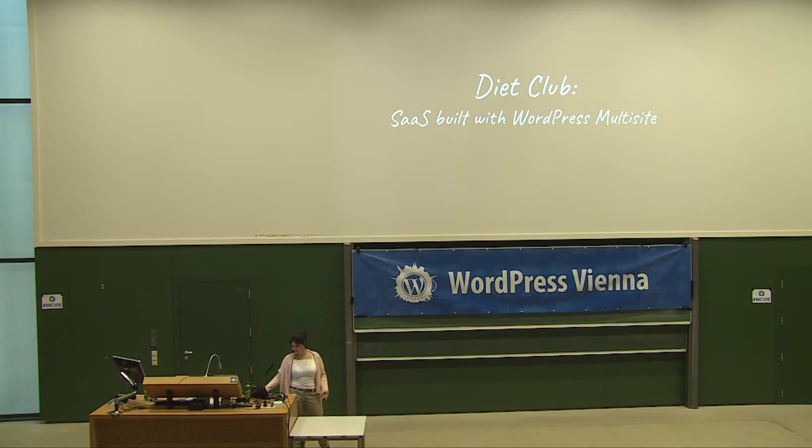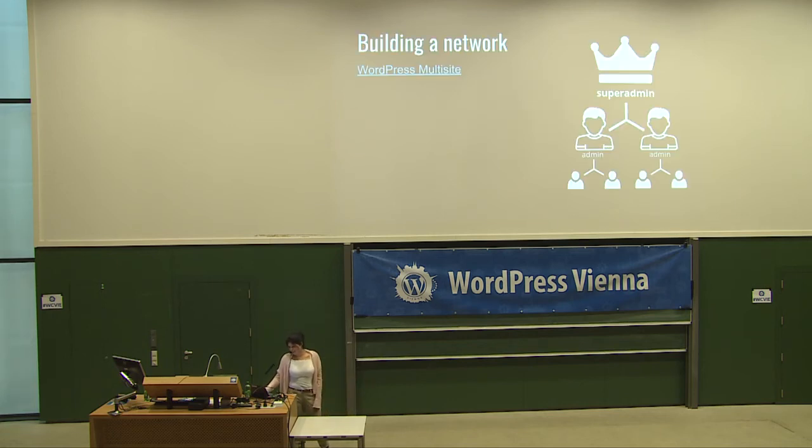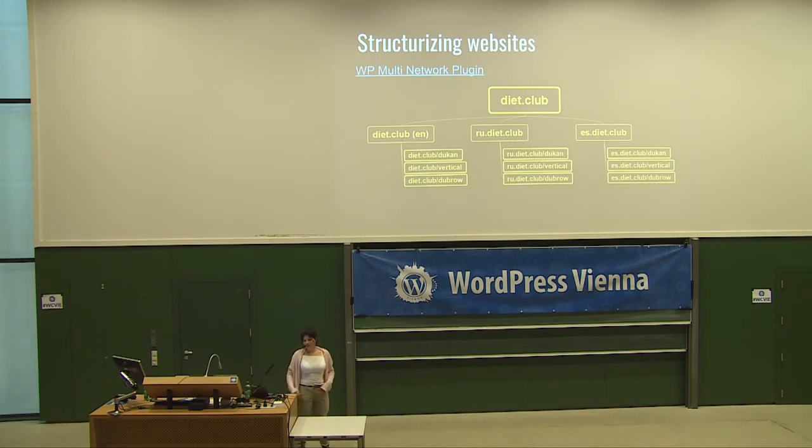Because everything is ready. So what we did, we installed WordPress. We set up WordPress Multisite for that. Then we set up domain mapping, so every language has its own subdomain. For English, it's the primary domain, and for other languages, it's a subdomain, like ruclub.com, es.